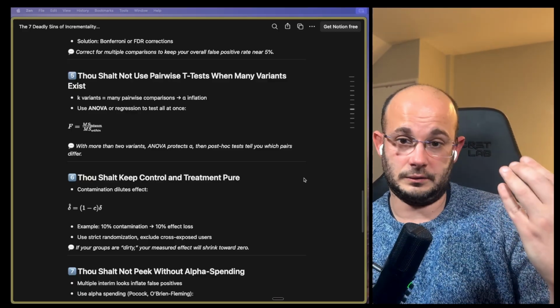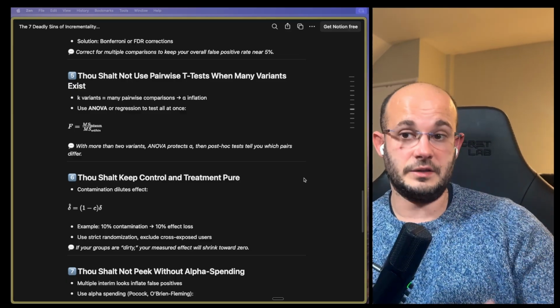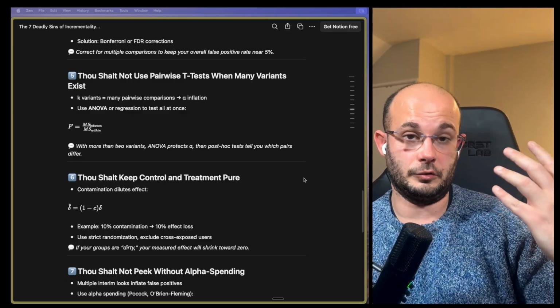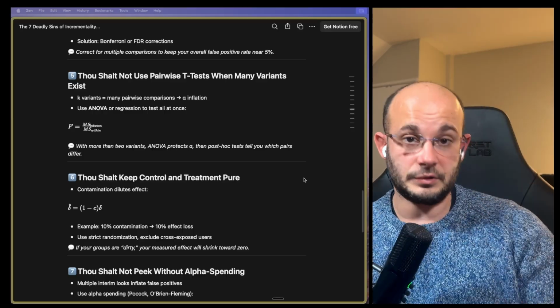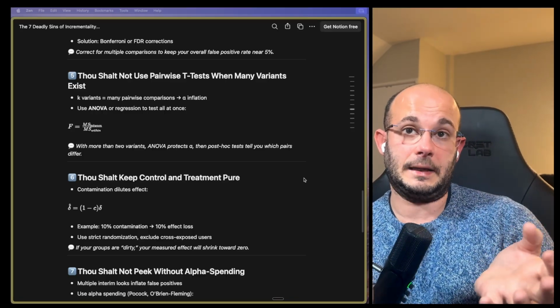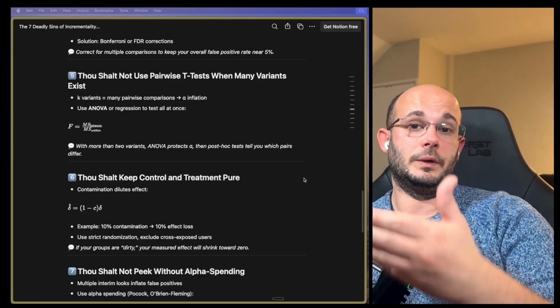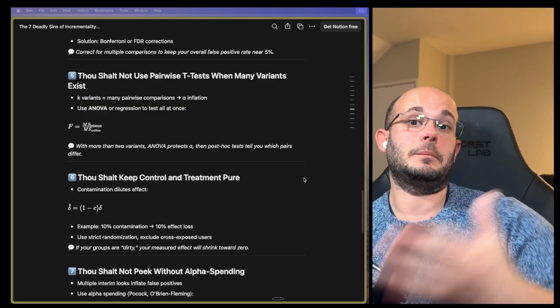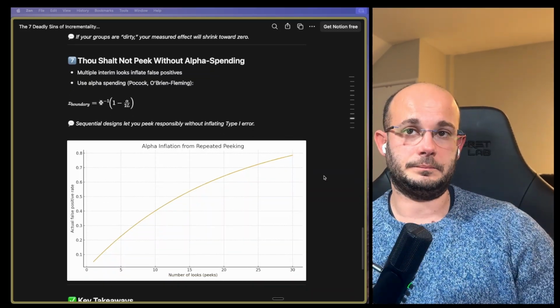You need to randomize, you need to exclude cross-exposed users, and sometimes this means that you cannot measure with enough power the effects that you want to measure, so you need to compromise.